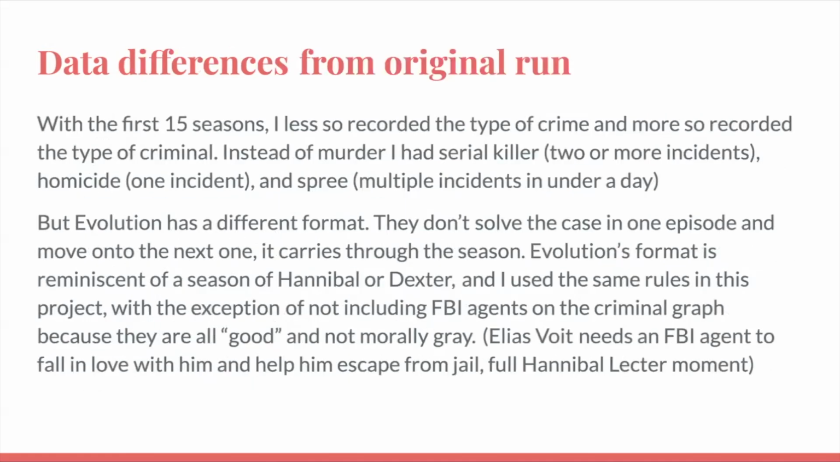Now, there are some data differences from the original run that I had to adjust for. With the first 15 seasons, I less so recorded the type of crime and more so recorded the type of criminal. So instead of murder, I actually had three separate categories. I had serial killer, which was 2 or more incidents of murder, homicide, which was 1 incident of murder. It could have been a double murder, but if it was 1 incident, it was a homicide. And spree murders, which was multiple incidents in about a day or less.